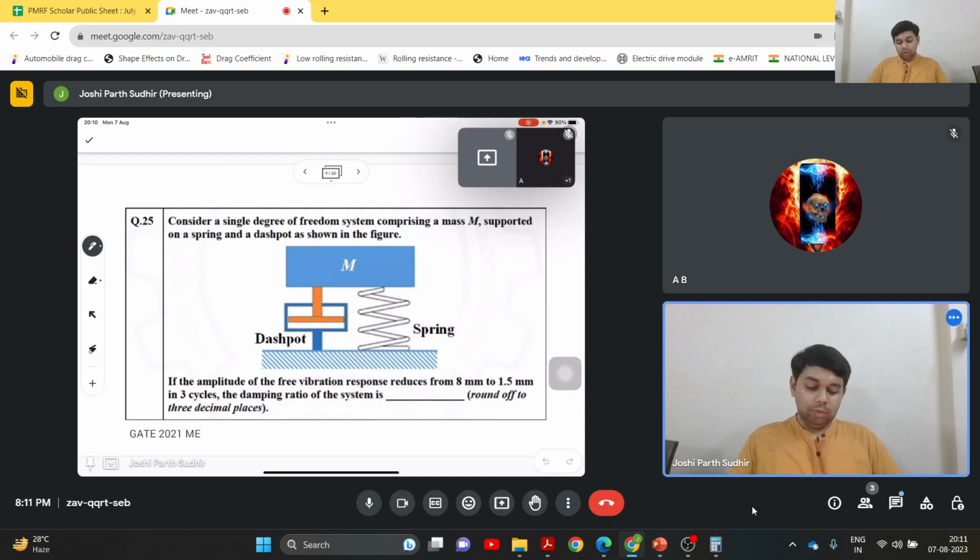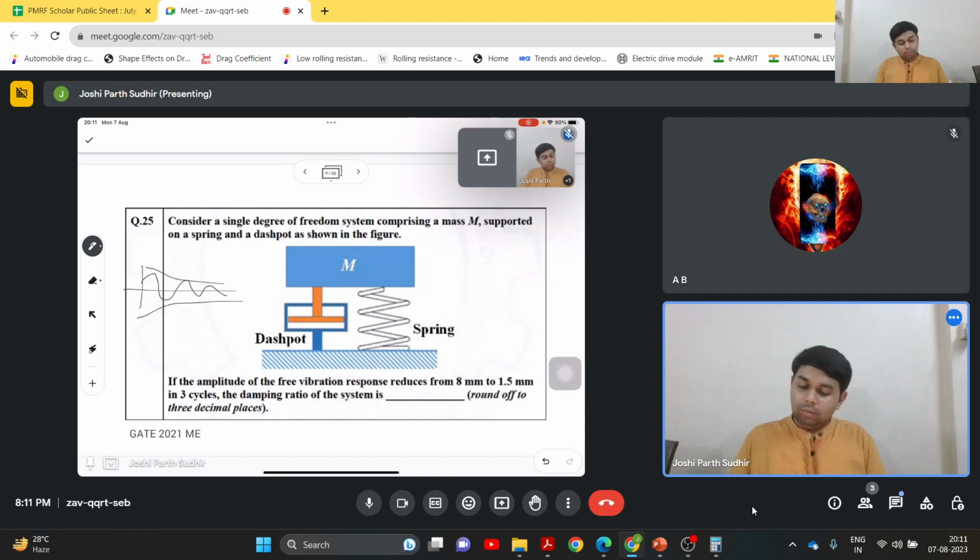Okay. So it is basically damped free vibrations. We just discussed this concept of logarithmic decrement, right? So let's assume that this system is underdamped. Then the amplitude or displacement will vary somewhat like this.